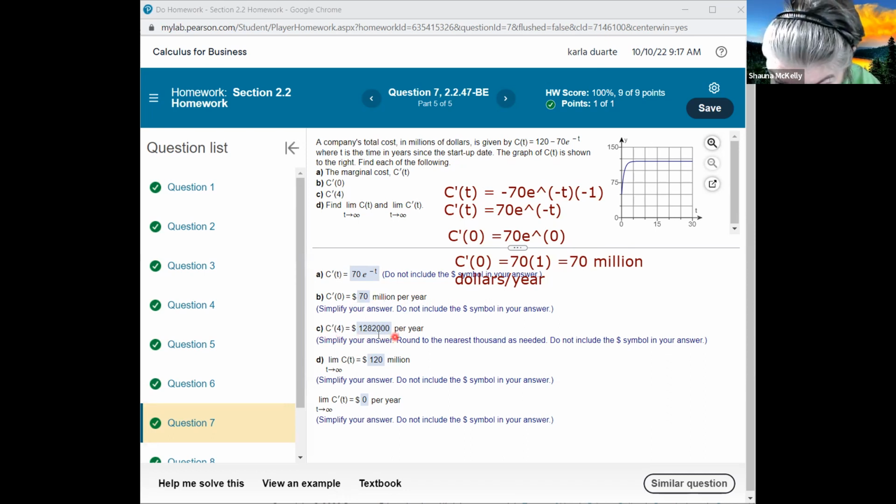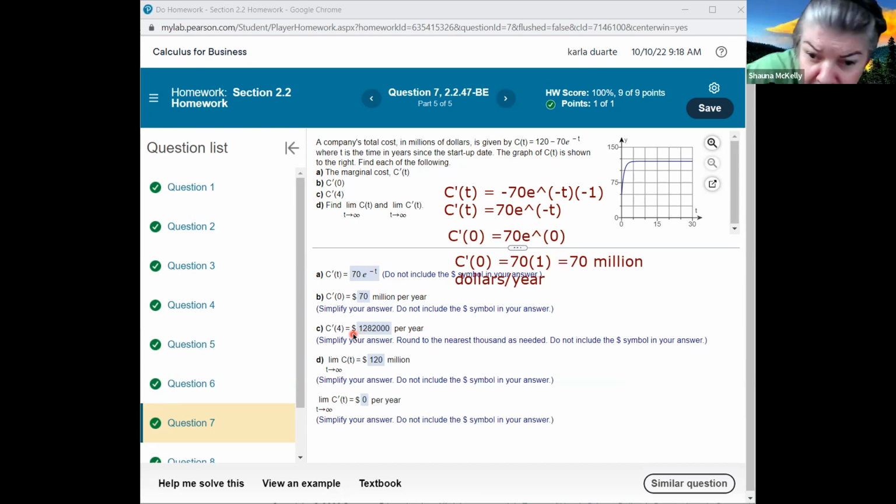It just has dollar sign and per year. It's missing million. So it says, simplify your answer, round to the nearest 1,000. In other words, the nearest $1,000 as needed. Do not include the dollar sign symbol.